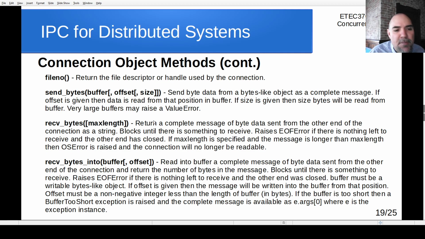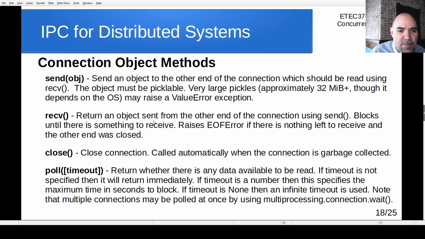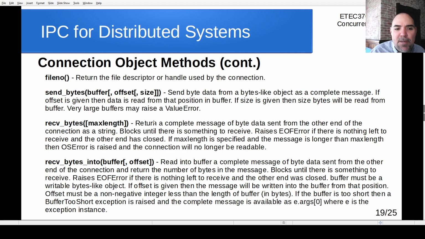Those can be send bytes and receive bytes, which are not sending objects. Back to this one, though: send, you pass an object into it, and it serializes and sends it, and receive receives that serialized object and deserializes it. So send and receive are kind of higher level. If we want access to sending byte arrays ourselves, we can use send bytes and receive bytes to do that, something lower level.